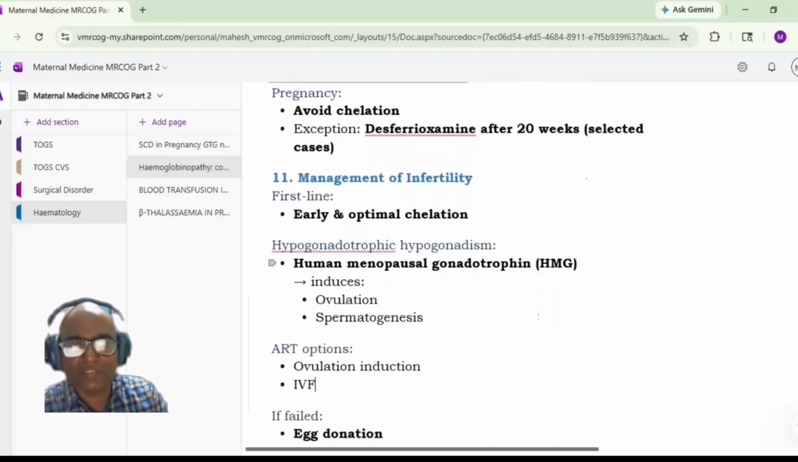So coming to the management of infertility. The first line will be early and optimal chelation. So before they consider pregnancy, see to it that chelation is already achieved.